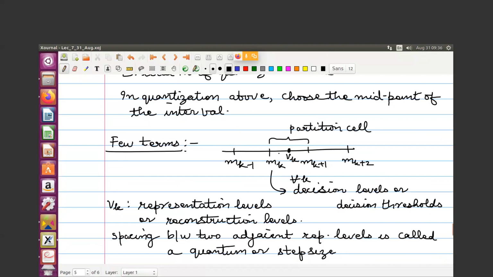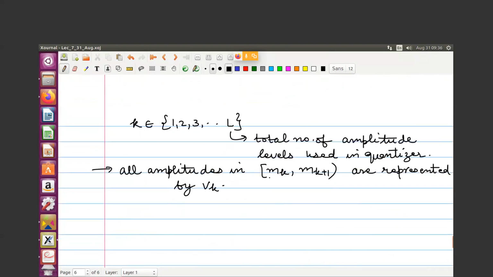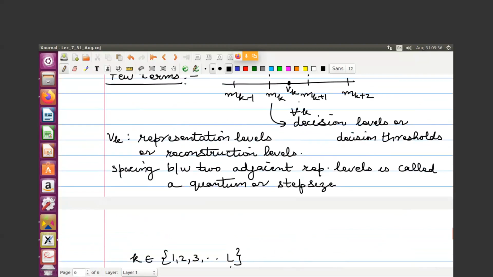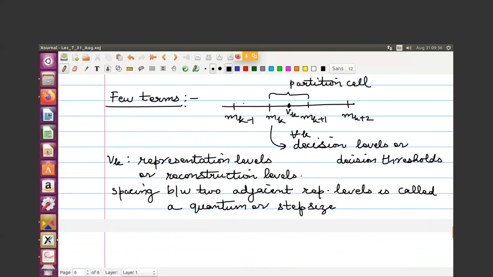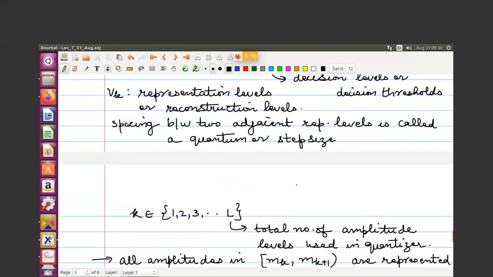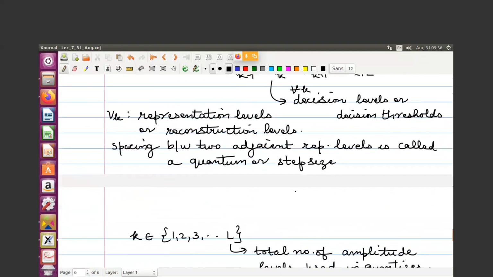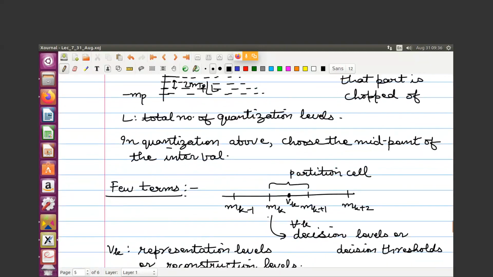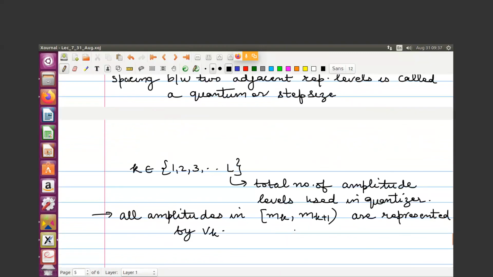So if my sample lies in a particular partition cell, if it is in m_k, then I will assign v of k, or if it is in m_{k-1}, then I will assign v of k minus 1. Means we have covered this also: if a discrete sample is exactly m_k or m_{k+1} or m_{k+2}, what will we do? Because this is a question in the mind.